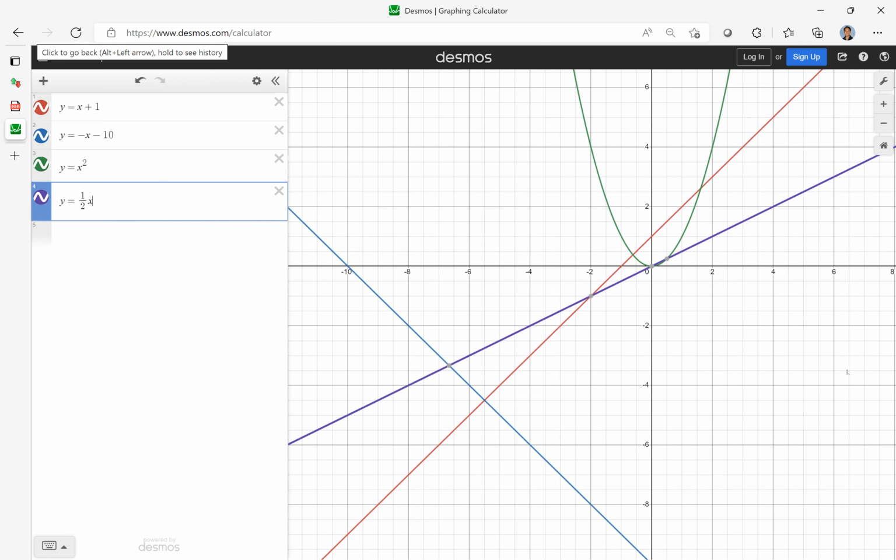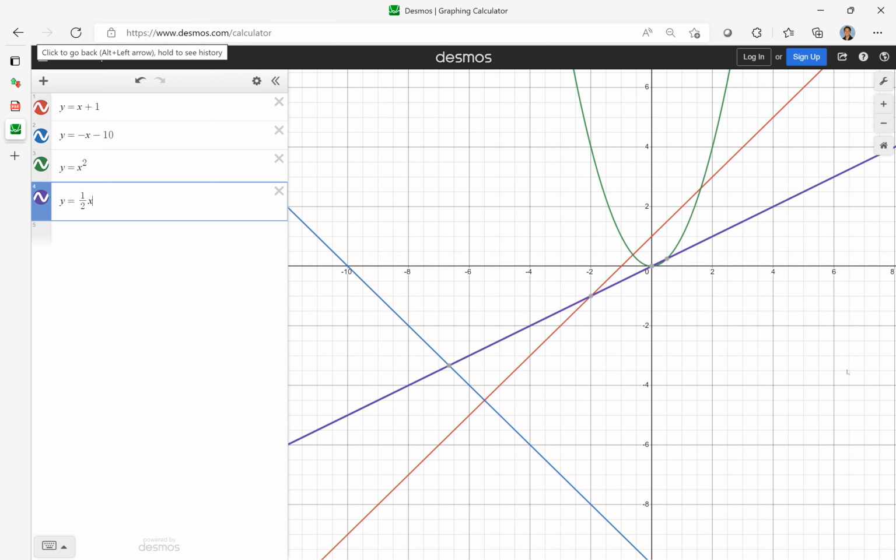Now I just want you to have a look at the moment. What's the key thing out of the equations: x plus 1, negative x minus 10, x squared, half times x? What is the common pattern that makes it a straight line? What did I do that made it not a straight line? I squared it. So one of the key things, have you noticed that all of the x's don't have an extra power to it.